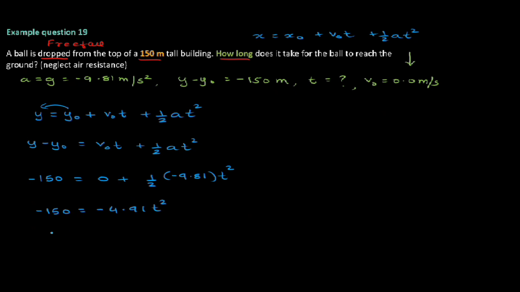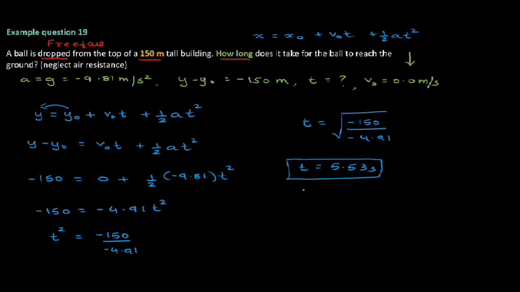Then we can rearrange this and write t squared equals negative 150 over negative 4.91. I just divided by negative 4.91 on both sides. Then we take the square root on both sides to calculate t equals the square root of negative 150 over negative 4.91. When you solve this, you get the value of t as 5.53 seconds. So this is the time the ball takes to fall from a 150-meter tall building.